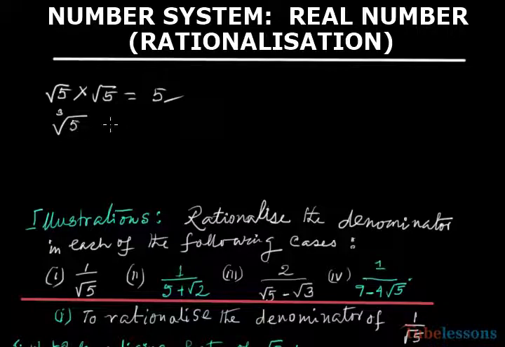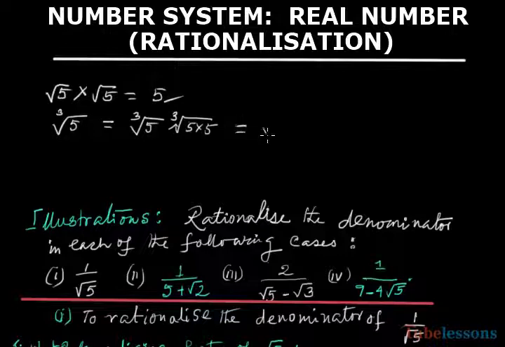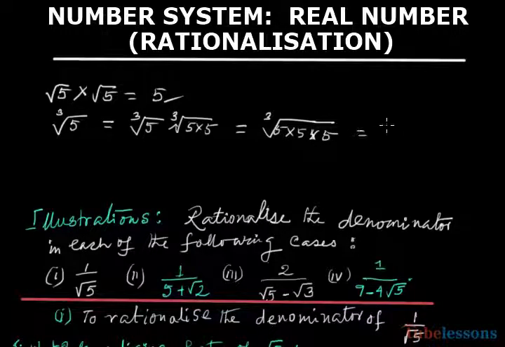Cube root of 5. So you have to multiply cube root of 5 with cube root of 5 into 5, because to rationalize this we need three 5s. When there are three 5s, it becomes 5 cubed, so it becomes 5. Now I am discussing with some illustration.